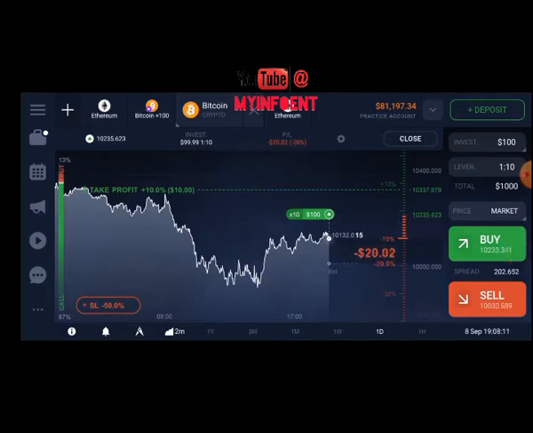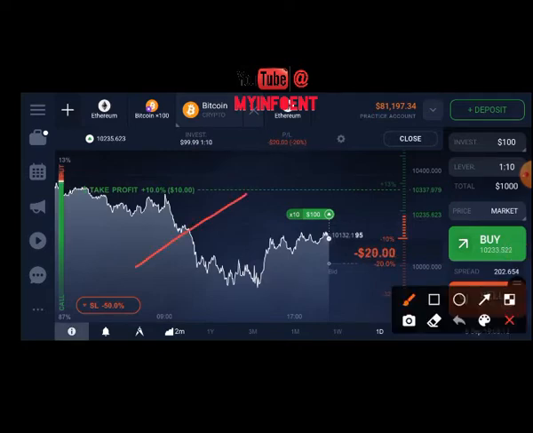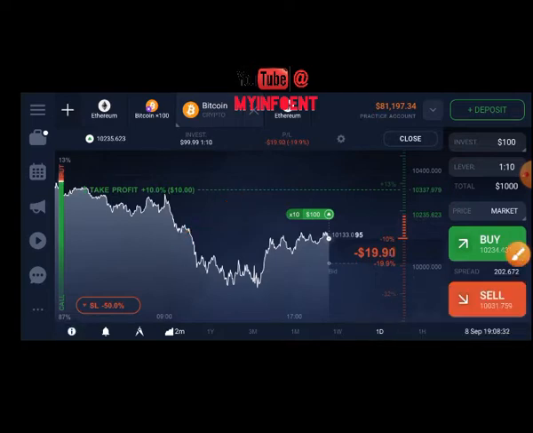If you look closely, you see this line here. This line is your take profit line. So if the price of Bitcoin gets to this point, the trade will automatically close and your $10 will be secured. So that is how to open a buy position.